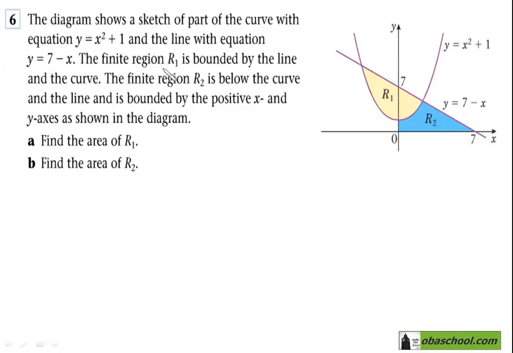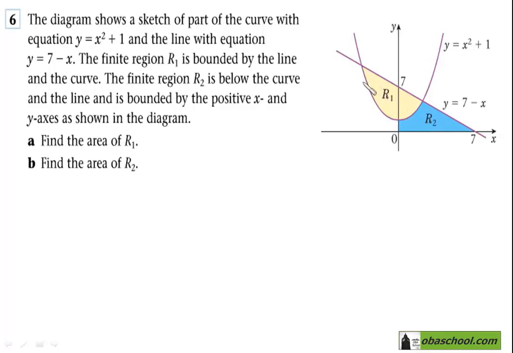The finite region R1 is bounded by the line and the curve. It is very important to pay attention to the word finite. Finite means that we have a limited region. For the straight line and the curve, we have two regions available. It is either this part or the part here. We know that the curve continues to infinity, so we cannot know where it ends. That means here we have an area that we cannot calculate. That is why we will take this region, which is the area between the curve and the straight line.